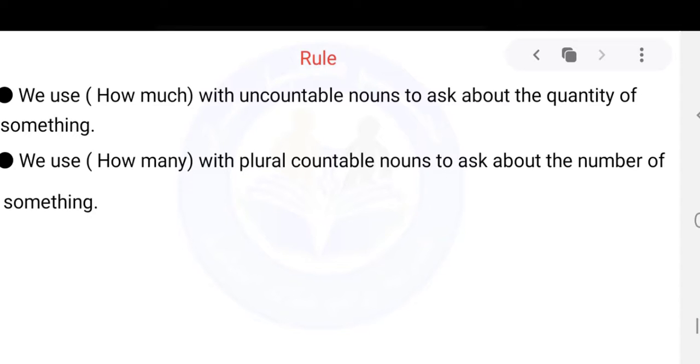The last point I want to say now is that when I say how much water, I say is there. But how many boys are there? So with plural countable nouns, we use are. But take care with uncountable nouns. We deal with these nouns as if we deal with singular. How much water is, but how many students are. How much milk was, but how many boys were.